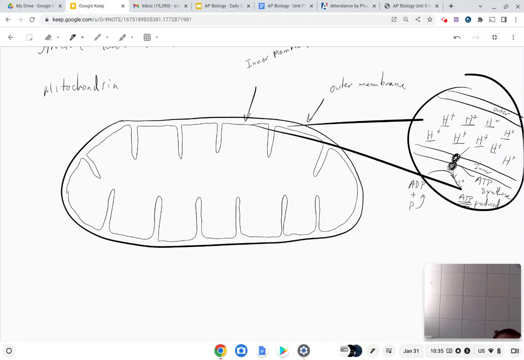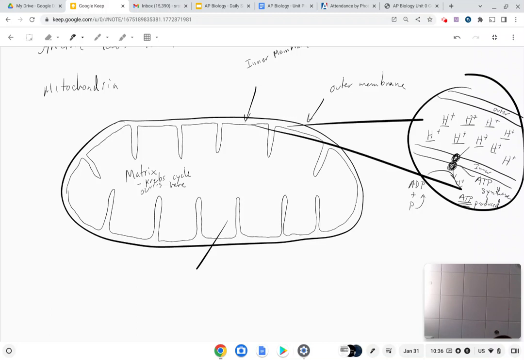There's also this space in the middle of the organelle called the matrix, and it's like the fluid, okay? But there are some reactions that take place in the matrix. For example, the Krebs cycle occurs here. You don't need to know the details of the Krebs cycle yet. You will in Unit 3.